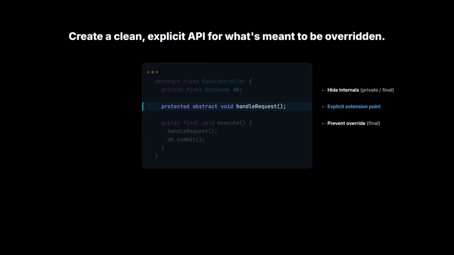If you leave everything open, some child class will reach into the parent's internals, and 6 months later, you'll change the parent and break things you didn't even know existed. So bottom line, when in doubt, compose.